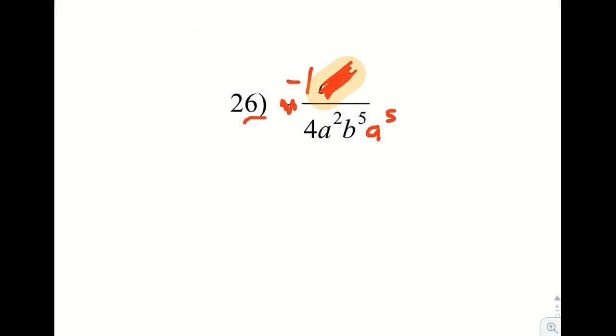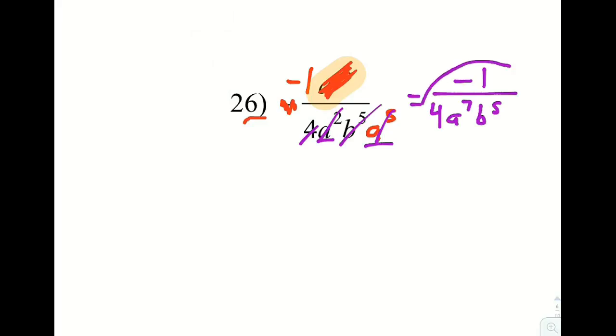Next step, I'm going to start cleaning things up. So on top I have -1. On the bottom I have a 4. I have an a to the 2nd and an a to the 5th. So a times a times a times a times a times a times a. So a times itself twice, and then 5 more times is going to be a total of 7 a's multiplied by itself. So we did the a's, and then I'm going to have the b to the 5th remaining. So I'm going to write that. Sometimes I like to cross them out. That might be a good strategy for you as you do these problems, to cross out the ones you've used so that you remember to not miss anything and you don't double count something by accident.